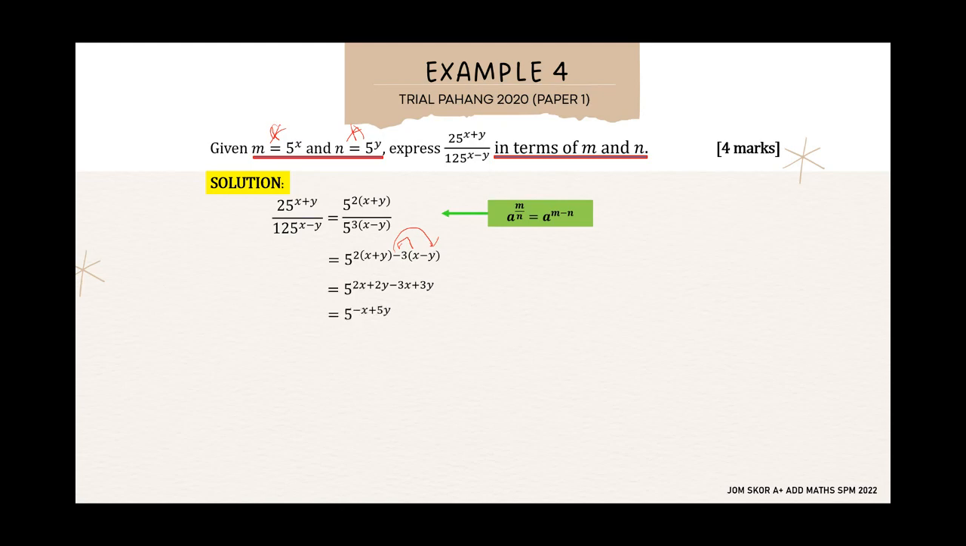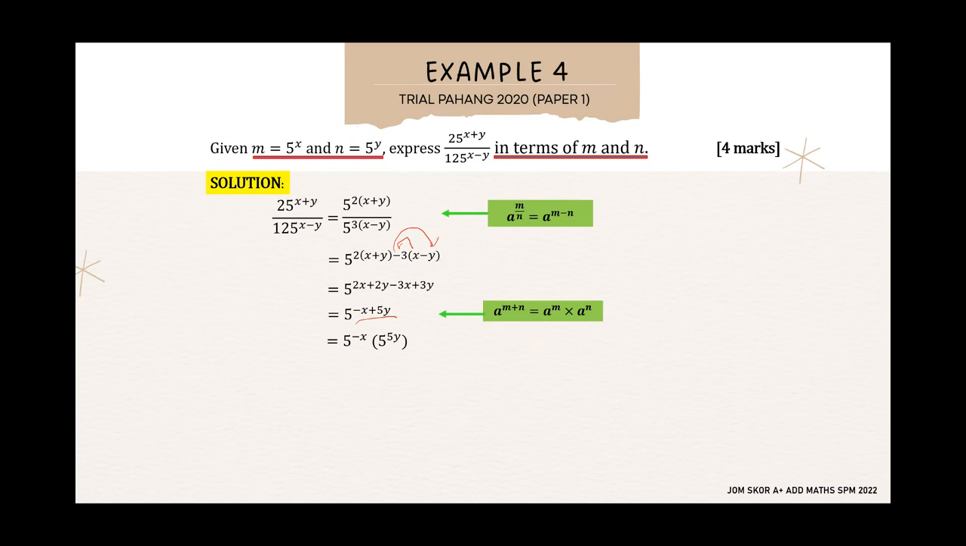Okay, simplify dulu. Kita akan dapat 5 to the power of negative x plus 5y. Okay, operasi apa ada dekat situ? Nampak indeks ni operasi apa? Tambah. So, bila tambah, pasangan dia darab. Jadi, kita akan darabkan. So, kita darabkan, kita dapat apa? 5 to the power of negative x multiply by 5 to the power of 5y. Okay, cikgu guna law of indices saja.